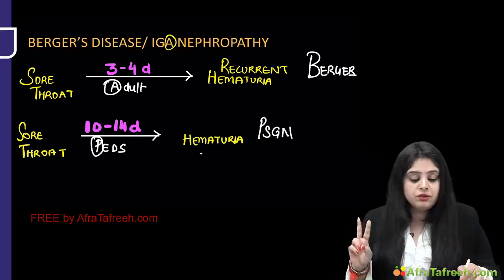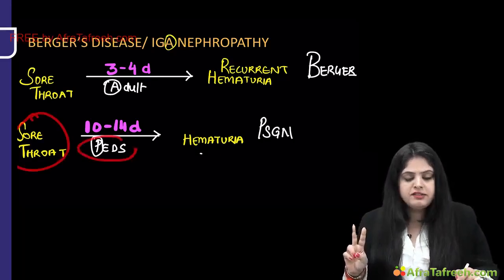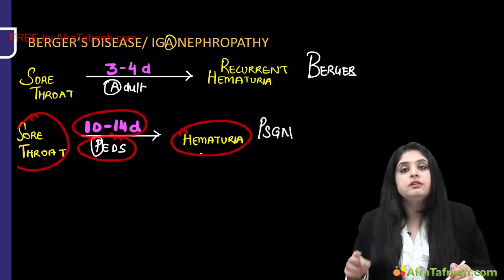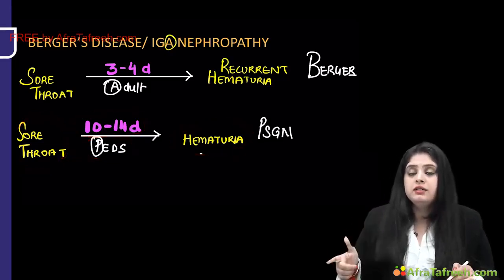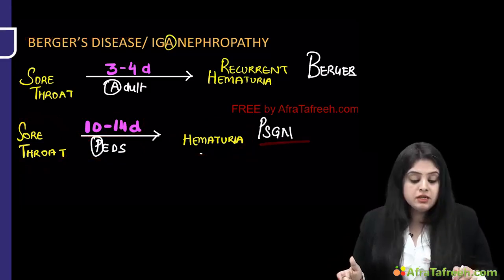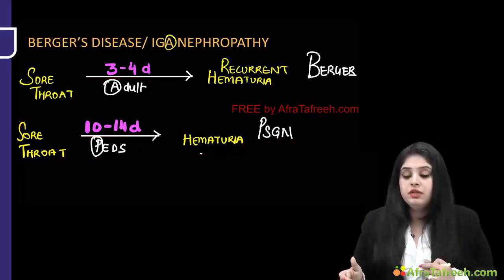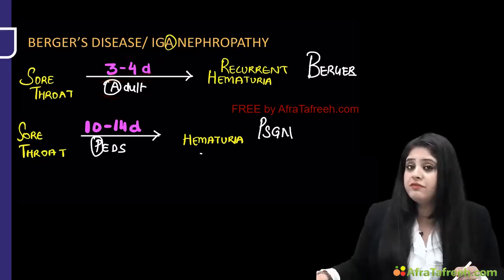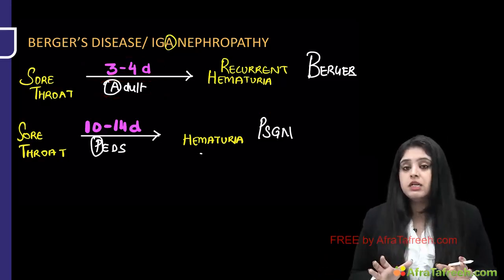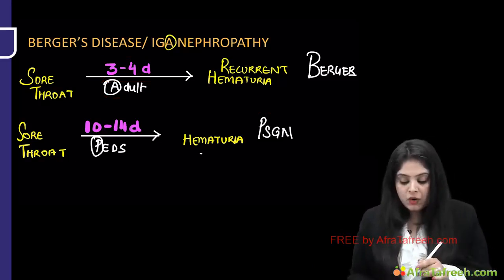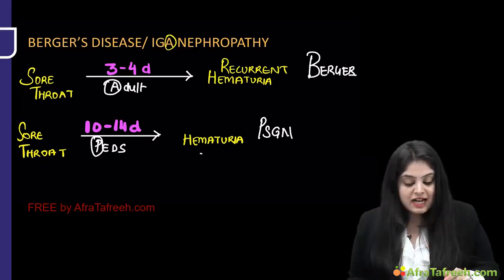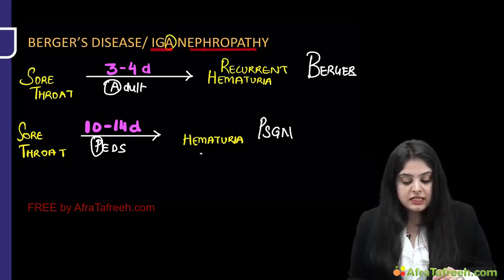2 clinical scenarios. Sore throat in a 6-year-old boy, 10 to 14 days later, cola color urine, young kid, and 10 to 14 days, PSGN. 25-year-old person with a 3 to 4 day history, you think of Berger's. Everyone's understood. These are like golden clinical dictums that I'm telling you, which are going to help you in solving questions. Now, a lot of students ask me one more question, and that is, IgA is affecting the kidney.